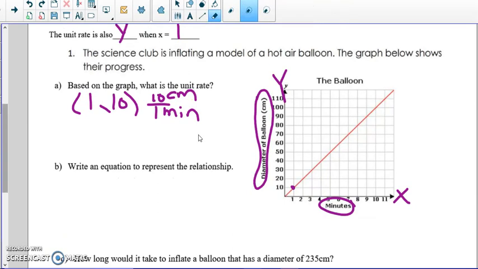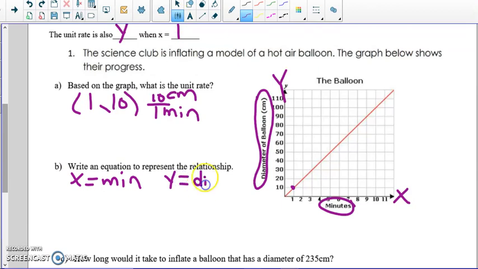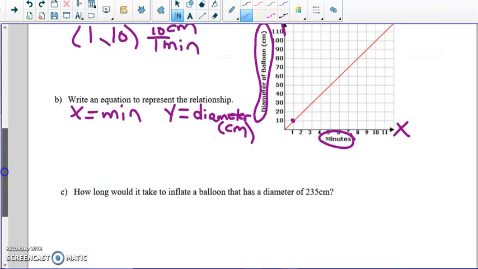Now that I have my unit rate, I can write an equation. Before we write our equation, let's define our variables. I know that X, when I look at my graph, represents minutes, and Y represents the diameter, or centimeters. So when I write my equation, it's just y equals k, which is the unit rate, 10, x. Now that I have my equation, I can solve question C.